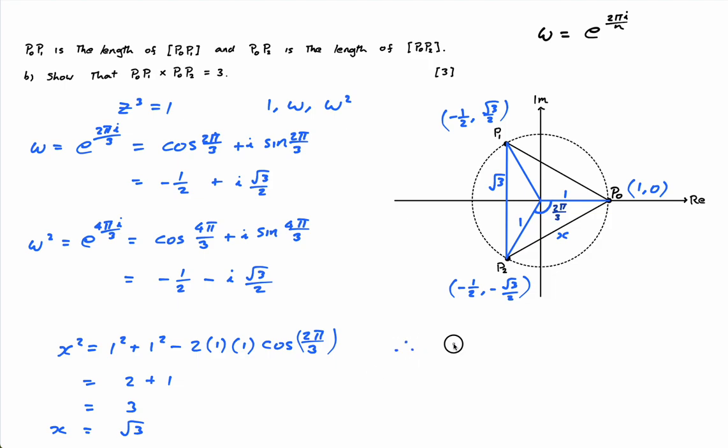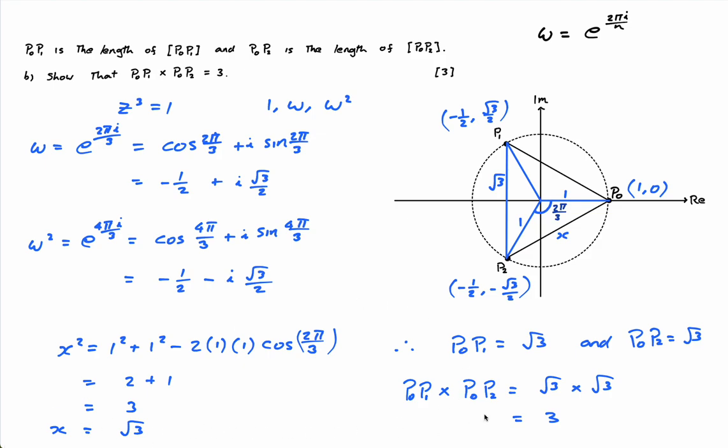Therefore, P0, P1 equals root 3, and P0, P2 equals root 3. So P0, P1 times P0, P2 equals root 3 times root 3, which is equal to 3. As I said, we could have got it already. Root 3 times root 3 is 3. But there we go. That's part B. Definitely, if you just did this without going to all this trouble, you would get full marks. Similarly, if you did go to all this trouble and just said P1, P2 is root 3, therefore these are root 3, that would also be fine. Okay, done.